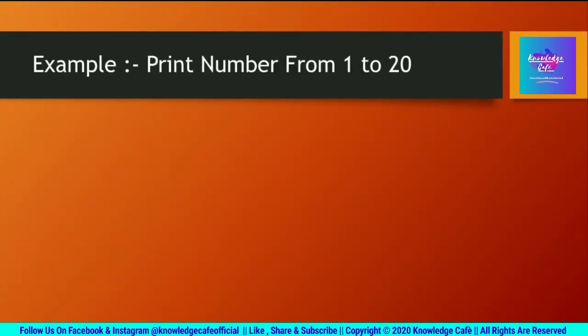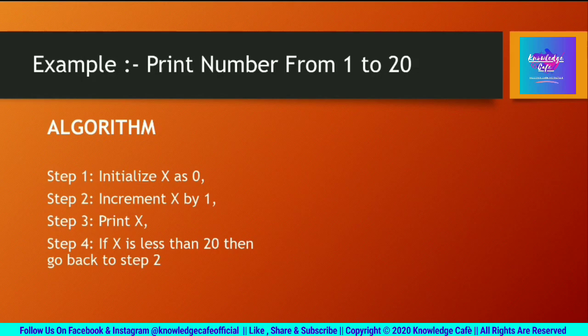Now, let's see an example. To print a number from 1 to 20, let's see its algorithm and the same as a flowchart. First, the algorithm. Step 1, initialize x as 0. Step 2, increment x by 1. Step 3, print x. And step 4, if x is less than 20, then go back to step 2.